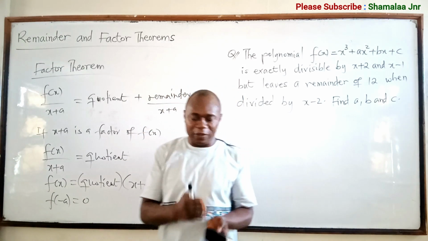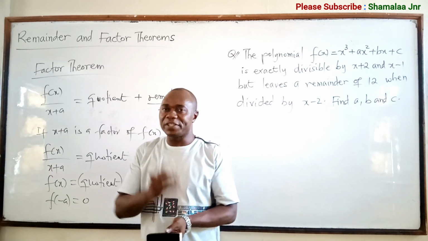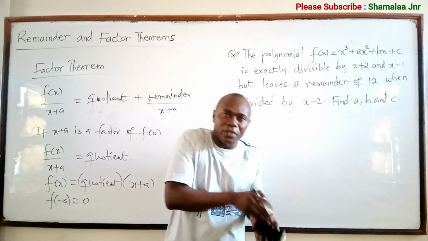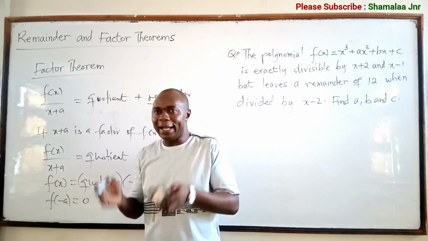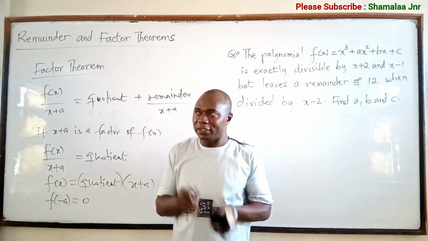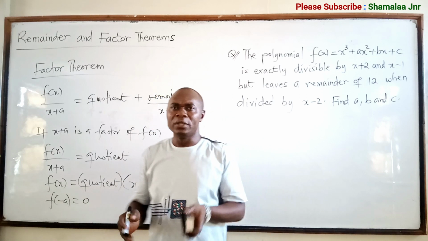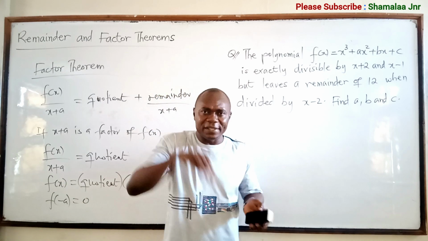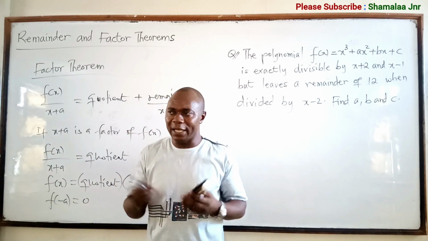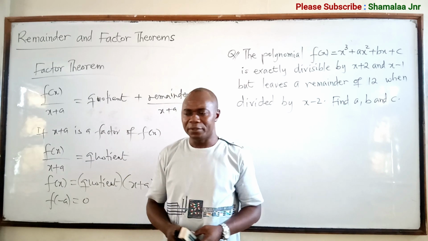So when you have a polynomial f of x and it is exactly divisible by x minus a, what we are saying is that f of a should be equal to 0. On the other hand, if f of a is equal to 0, when you have a polynomial f of x, then what it means is that x minus a is a factor of that polynomial. Or, in other words, the polynomial is exactly divisible by x minus a.